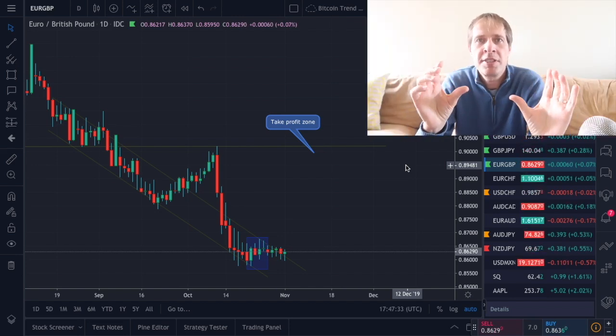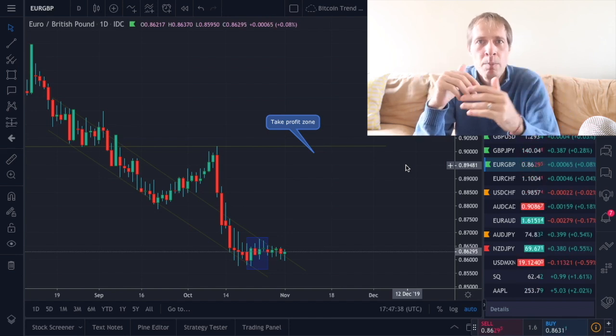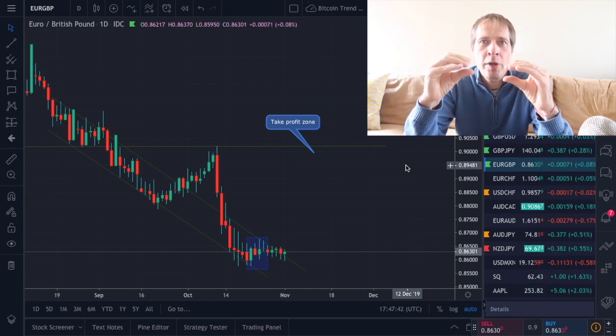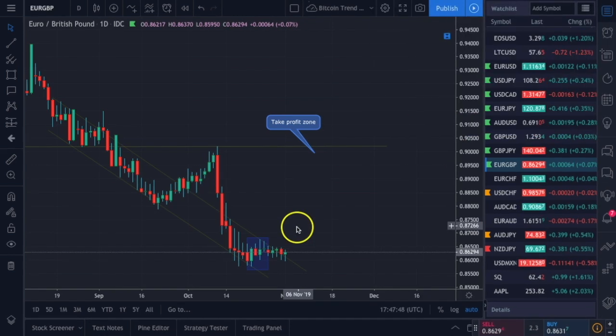Now, when price does consolidate like it is now, what usually happens is that the next move is a big one. Price is coiling like a spring does. And if you push down a spring, what happens when you let it go? It really pops up. Same thing with price, and that's what's going to happen.